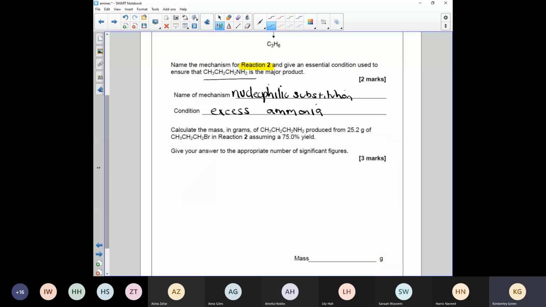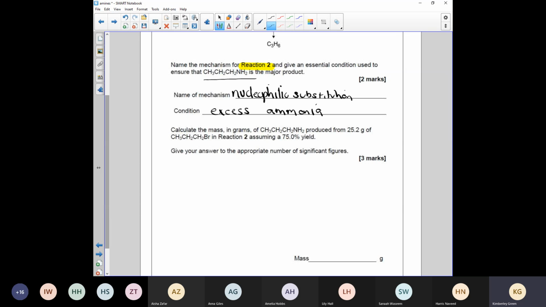Right, okay, so next one. Calculate the mass in grams of this propamine produced from 25.2 grams of bromopropane in reaction 2, assuming we have a 75% yield. And we have to give our answer to the appropriate number of significant figures.